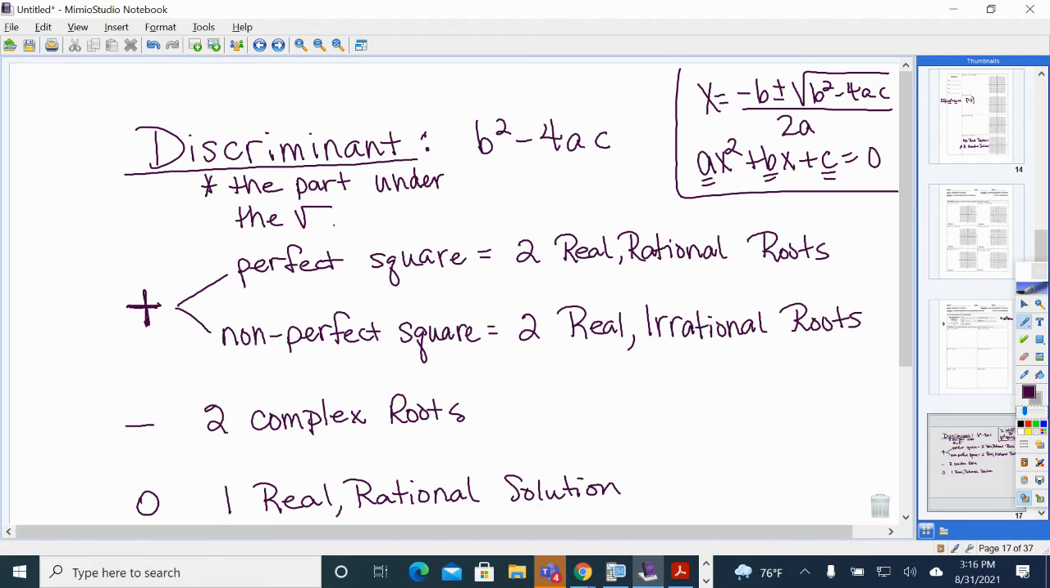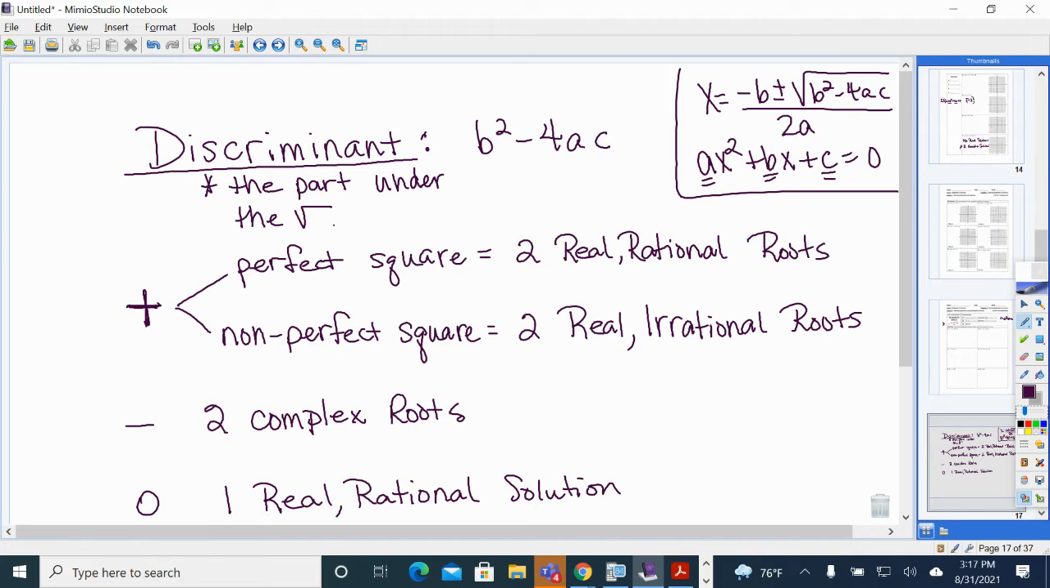What we're going to do is as we work these examples, we're going to talk about the discriminant, and we're going to look at and try to decide what kinds of solutions we're going to have based on the discriminant, because that's what the discriminant does. The discriminant tells us how many and what kind of solutions we're going to have.